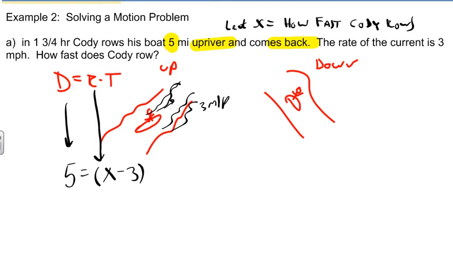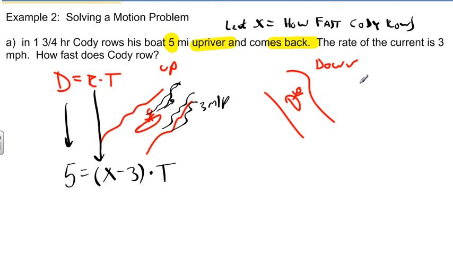Because he's going to be traveling up the river, but the current is going against him. So it's actually going to slow him down a tad bit. Unless he's buff like some guys, he can just go right past it, but it's still going to go against him. So X is how fast Cody's rowing, but I'm going to subtract 3 because he's trying to go up the river. And then I multiply that by its time. So my distance is 5, my rate is X minus 3, and my time is just T. We don't know how much time it is; we're going to figure that out in a minute.